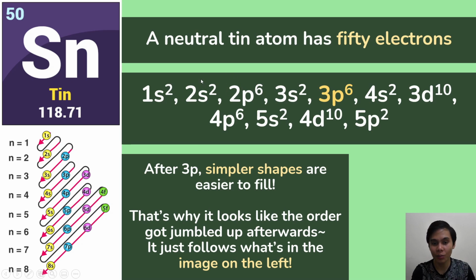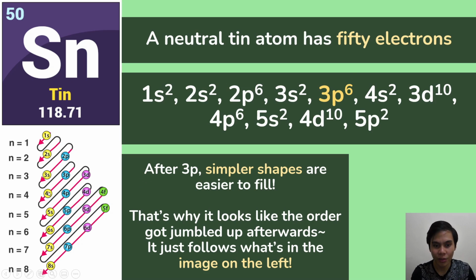If we add all of that, 2 plus 2 is 4. 4 plus 6 is 10. So this is just 10. We have 50 electrons, so we have to keep going. 3s2, 3p6, and again, 3p is when we have exceptions in our normal order. So if we refer to our diagram here, after 3p, we go to 4s. So we fill in 4s2.